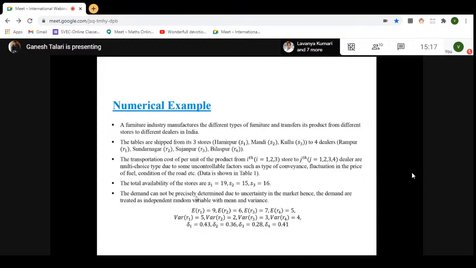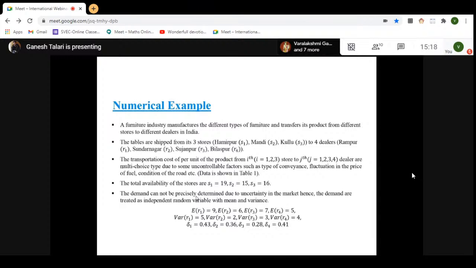And then coming to the example, a numerical example has been considered. It is a case study I have taken in this mathematical model. A furniture industry manufactures different types of furniture and transports its product from different stores to different dealers in India. There are three types of origins. This is a furniture problem, because it's an integer only. There won't be any fractional number of items transferred. How many items there will be, definitely it will be an integer. That's why I have introduced the integer variable in the objective function, while applying the Newton divided difference interpolating polynomial.